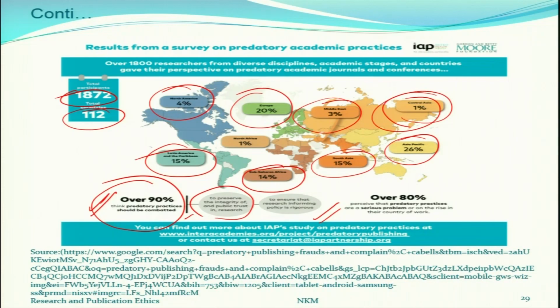practices. And over 80% in this case study perceive that predatory practices are a serious problem or on the rise in their country of work. So these researchers, over 80% of the participants, believe predatory publication has now become a serious problem, and it is seriously damaging the quality of the research work, and even the country's reputation in research work, in research practices.